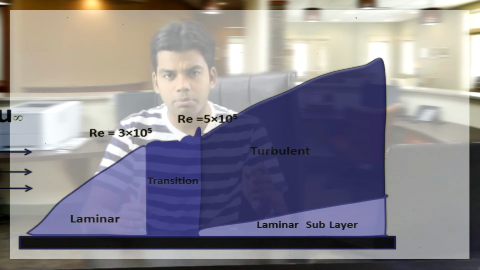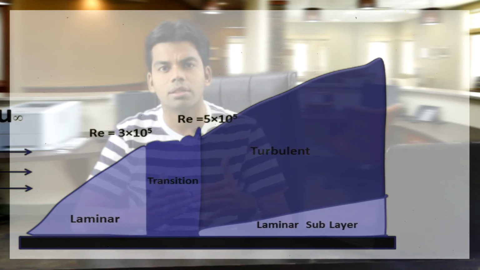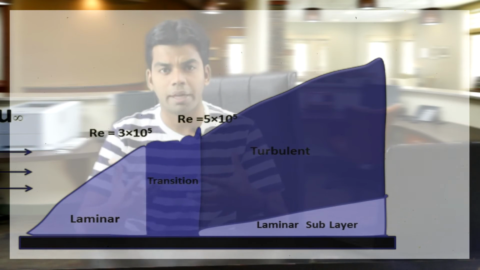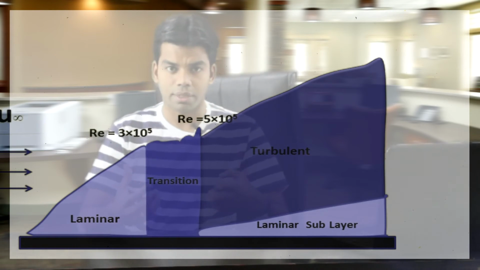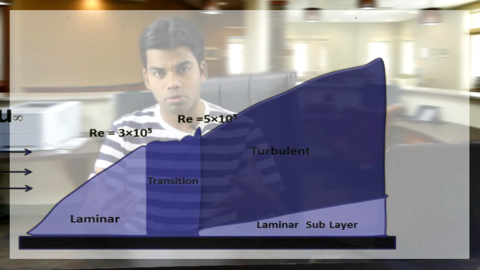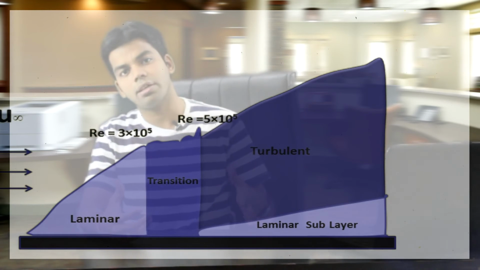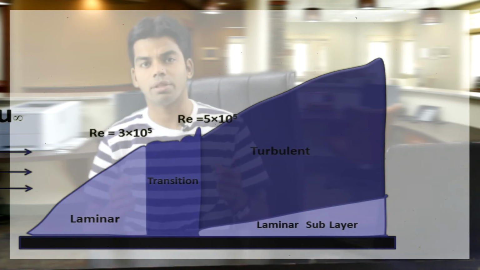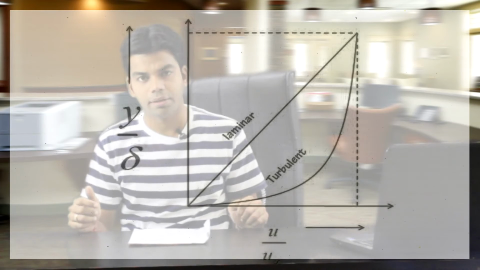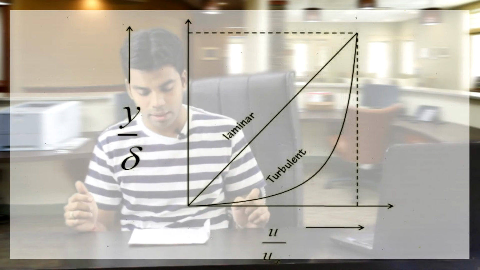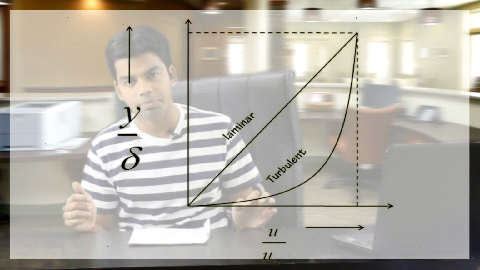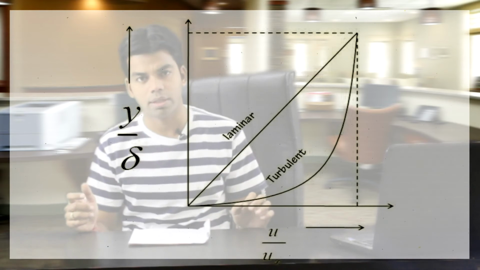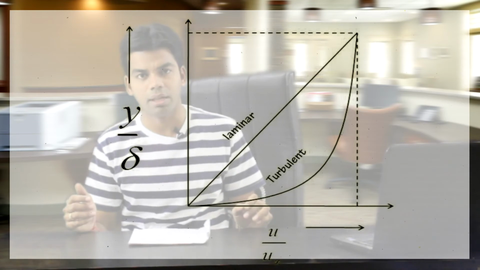In the turbulent region, because there is intermixing of layers, there is a lot of exchange of momentum between the layers. So obviously the velocity gradient will be more. The velocity gradient for the turbulent layer is more as compared to that in the laminar layer. You can see a graph between y by delta and u by u infinity, and you can see here the steepness of the turbulent flow is more as compared to that of the laminar flow.